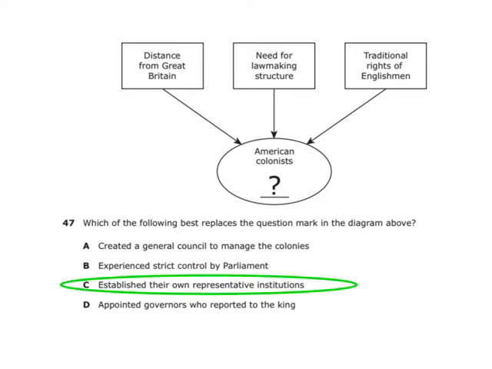Okay, guys, here it is again. Same word. Kind of always looking for this. They established their own representative institutions. These representative self-governments. They were going to represent themselves and govern themselves because they're so far from Great Britain, and they need to have their own lawmaking structures here, and they wanted traditional rights. Well, they wanted to be represented. If they weren't represented in Parliament, they wanted to be represented here. They established their own self-representing governments. Remember that. You're going to see it on the test.